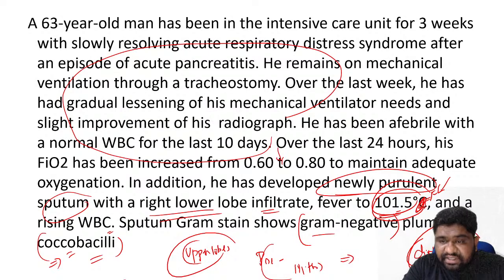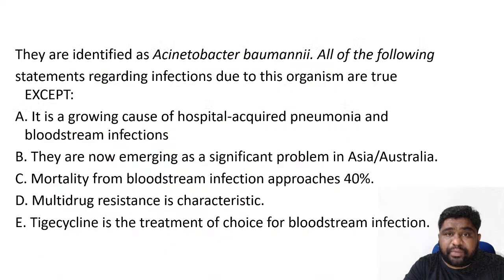But the right answer is the gram-negative plump coccobacilli happen to be Acinetobacter baumannii. You don't have to worry about making a wrong diagnosis. It is not 100% easy to make the diagnosis. I am telling you the organism was Acinetobacter.